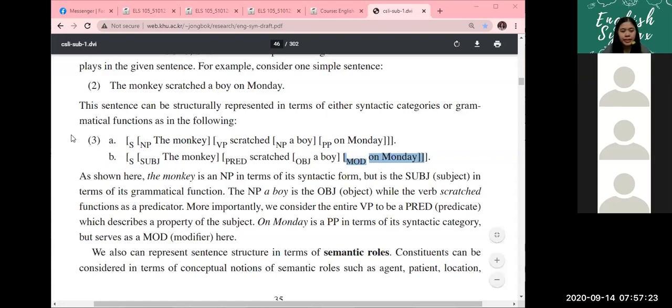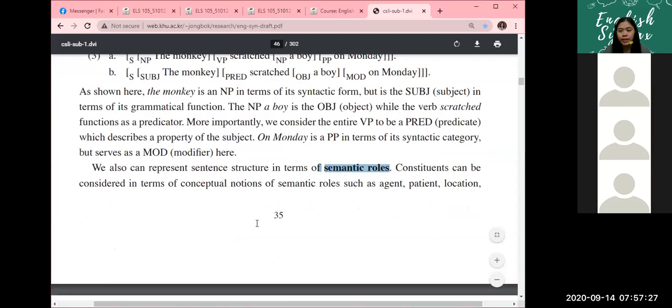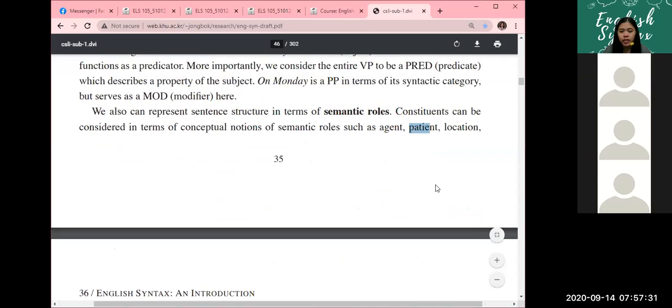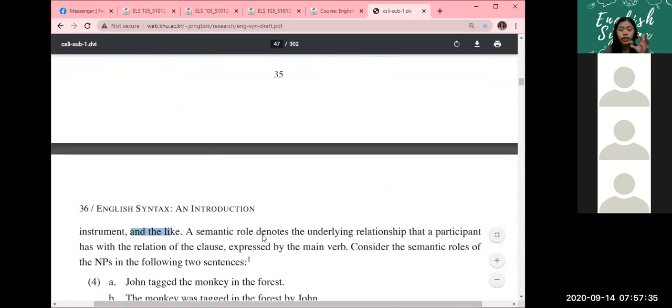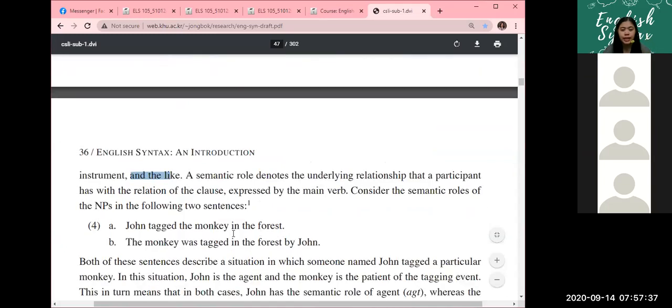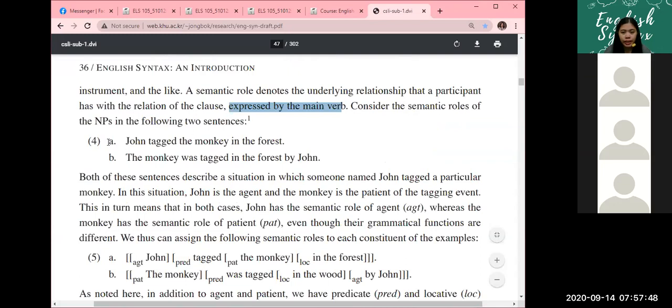We can also represent a sentence structure in terms of its semantic roles. What are semantic roles? This refers to the agent, the patient, location, instrument, and the like of a certain word or phrase in the sentence. Now, a semantic role denotes the underlying relationship that the participant has with the relation of the clause expressed in the main verb. Let's consider the semantic roles of the NPs in the following sentence.